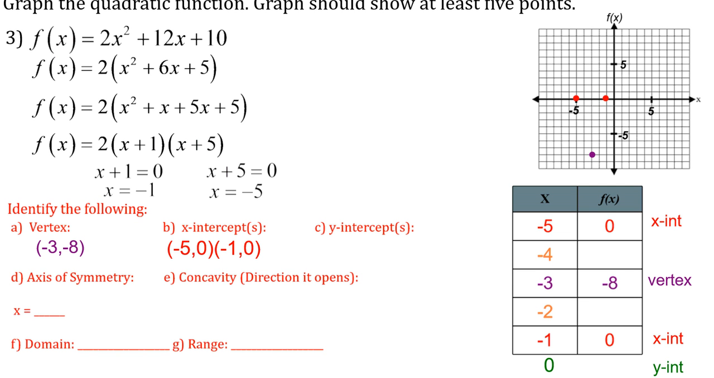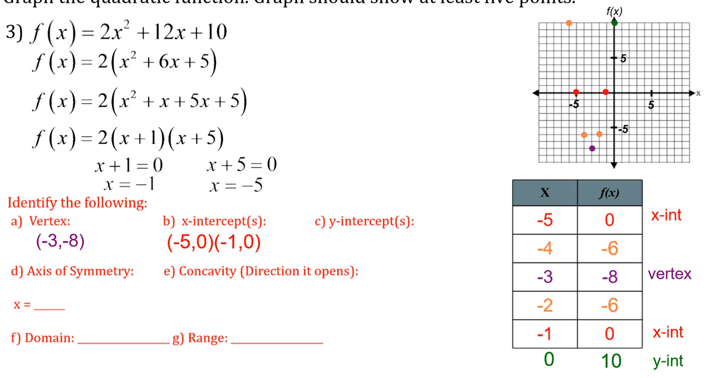So with whatever inputs you're choosing, again, you repeat the process of what you did before. You substitute them into your function and evaluate to find their corresponding outputs. So what outputs go with these inputs? Well, -4 and -2 give us outputs of -6. If we use the input of 0, we get an output of 10.